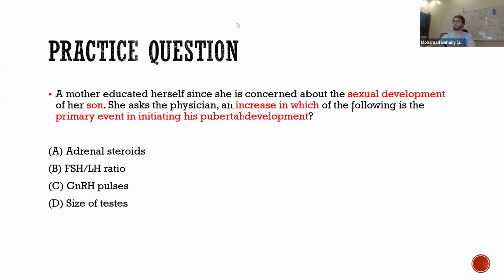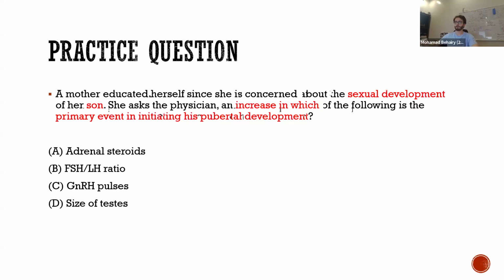D. No, it's not D. Look, D is not wrong. Meaning, yes, of course the size of the testes will also indicate that this person is going through puberty. But the question asks, what is the primary event? Meaning, what is the first thing that happens? We talked about it 2 slides ago. The first thing that happens is with the hormones. When this thing happens, puberty will start.